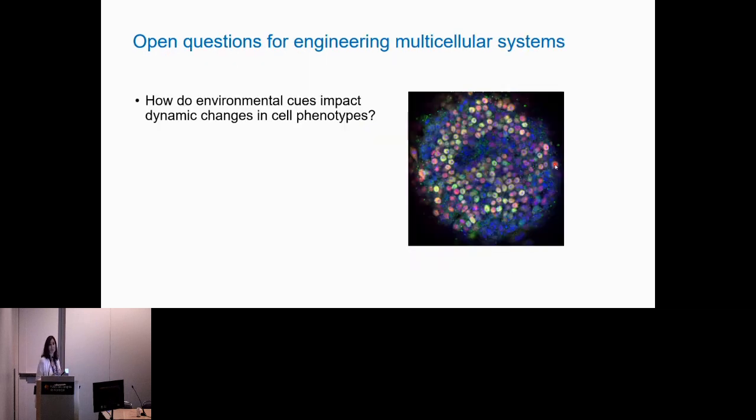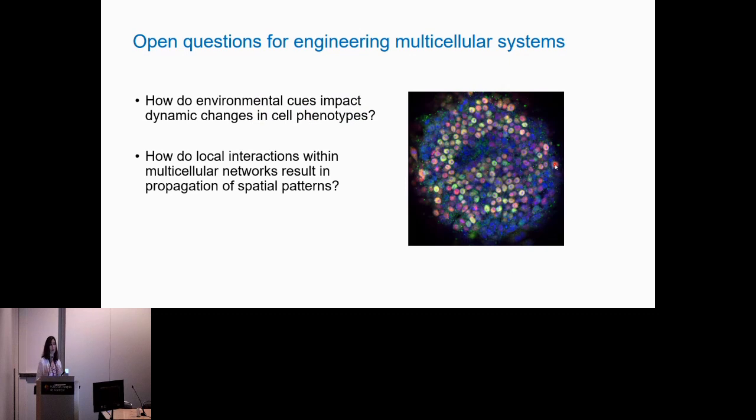Some of the questions we started to ask for these multicellular systems is how the various environmental cues impact these dynamic changes in phenotypes. Environmental cues can be everything from the media that these organoid systems are growing in, to various cocktails of inhibitors, to neighboring cell morphogen secretion or mechanical tension. How do these local interactions within the networks result in the propagation of spatial patterns? And then ultimately, how do form and function emerge from this initial random state?